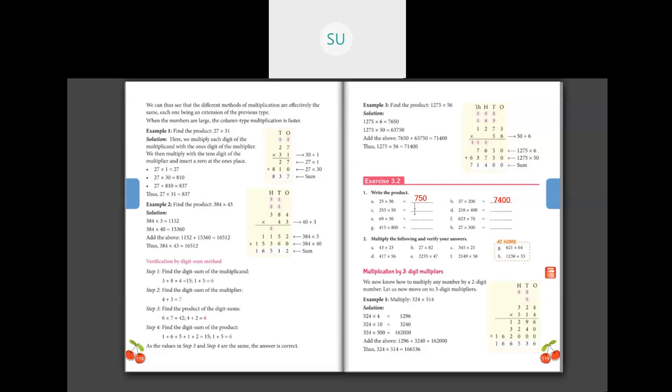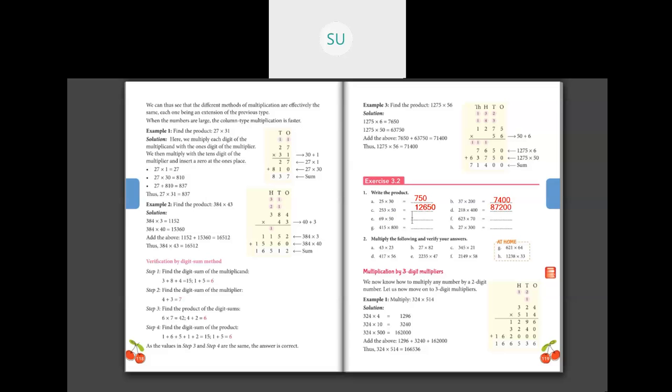Then the next one: 253 into 50, correct? First we have to do 253 into 5. How much is 253 into 5? When you multiply, you'll get 1265, and in 50 we have a 0, so we'll add 0 here. Then 218 into 400. First we multiply 218 with 4, and we get 872, and then we put 2 zeros.